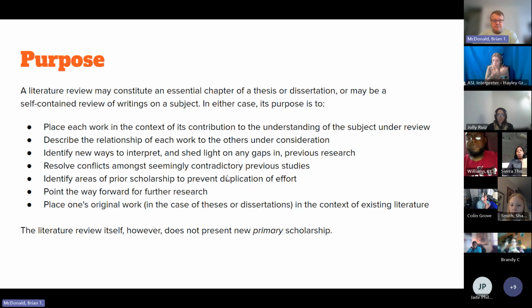And then the purpose. And when I show you my example, this will resonate probably a little more concretely with you. Okay. So notice the verbs in each one of these bullet points: place, describe, identify, resolve, identify, point, and place. Those pieces, those bullet points, that's what's going to help guide this section of your paper.